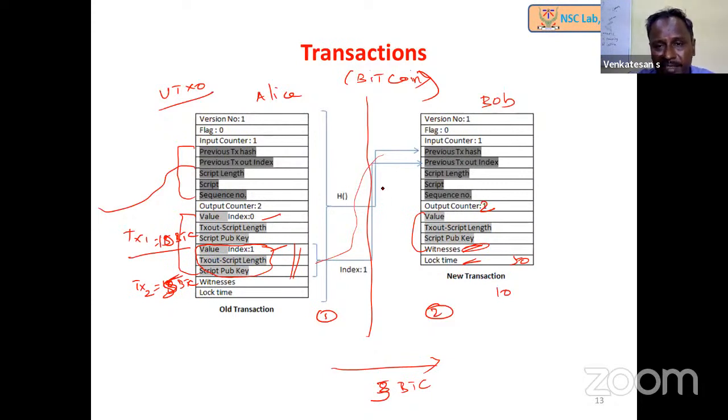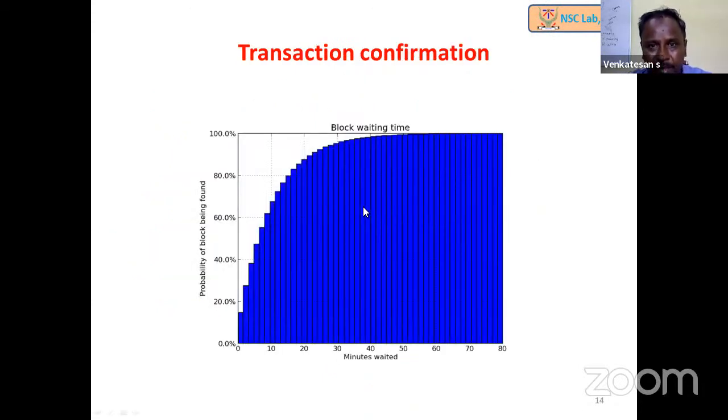So this is the Bitcoin transaction, and the process of creating new transactions. And now the transaction confirmation. The problem with Bitcoin or Ethereum is, we normally say if this is the block header and the data part, which is in Merkle form, once the transaction takes part in this, we say that the transaction is getting committed into the block. So that means the transaction is successful.